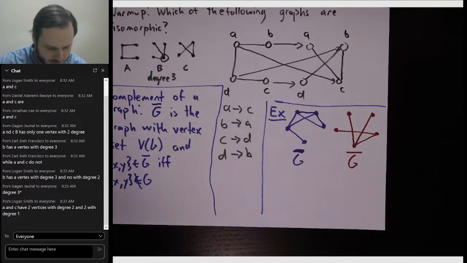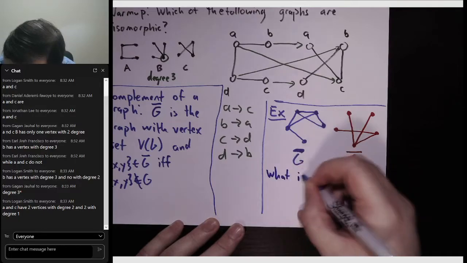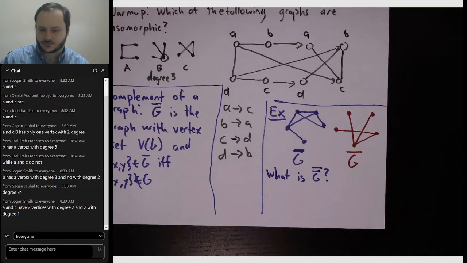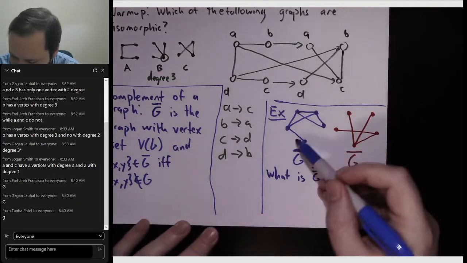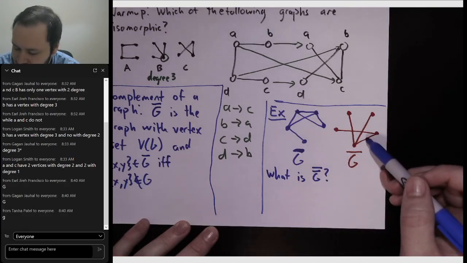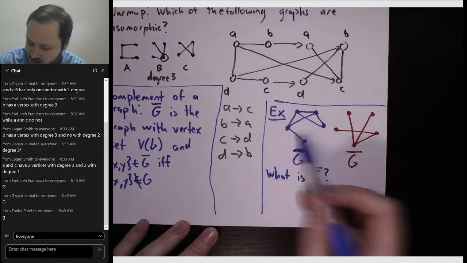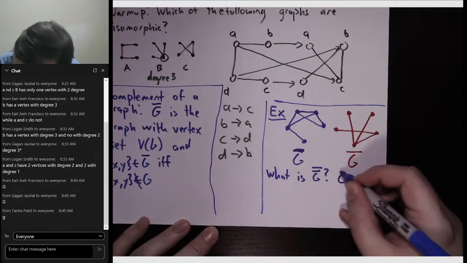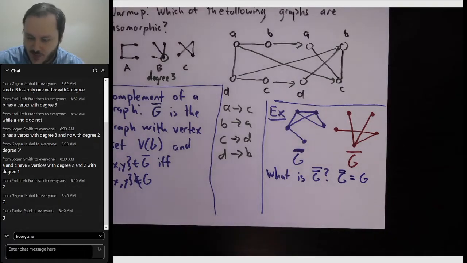So first question, what is G complement complement? Yeah, good. If I take this graph and I swap all the edges, and then I take this graph and I swap all the edges, each edge has been swapped twice. So here it's an edge, here it's not, here it is again. And they have the same vertex set the whole time. So just like we had double negation for sets, we also have them for graphs.